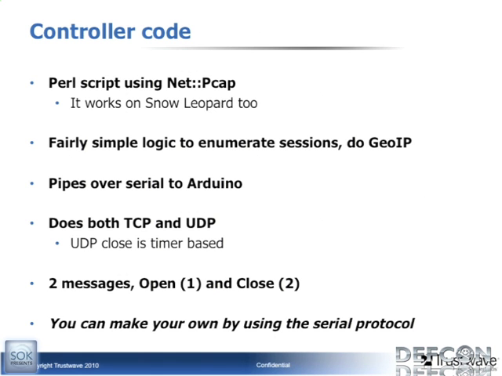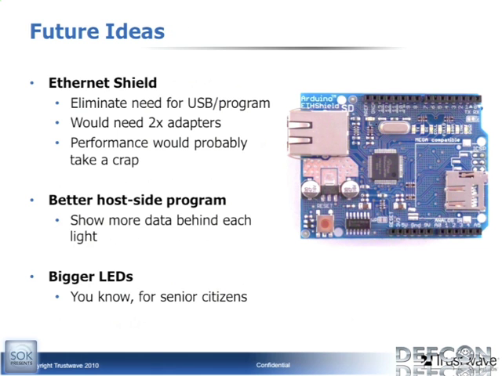Heck, you could take the cerealbox code, figure out how it works, how a network engineer would approach this problem, and change some stuff. The other ideas I had were like maybe you could make an Ethernet version of this. There is such a thing as Ethernet Shield. It would eliminate the whole USB thing, but honestly, I think it would probably be really poor performance. So I don't know about that. Maybe there are better host side programs. Of course, the most important one is bigger LEDs, right? That would be the big feature add there.